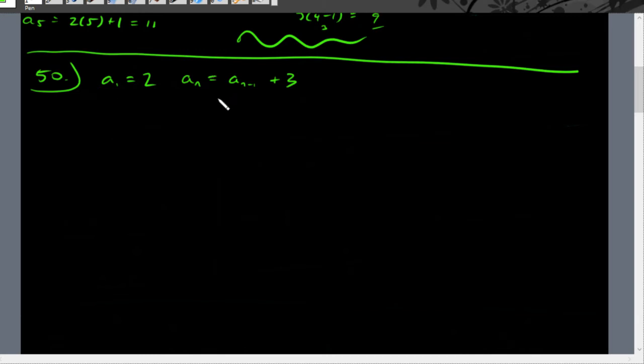So what this reads is that any term equals the previous term plus 3. That's what this translates to. Right?